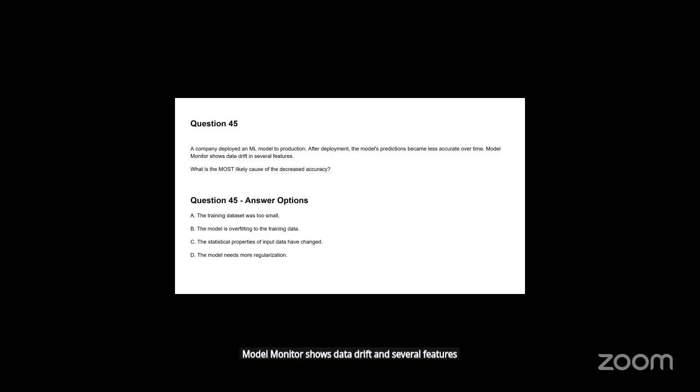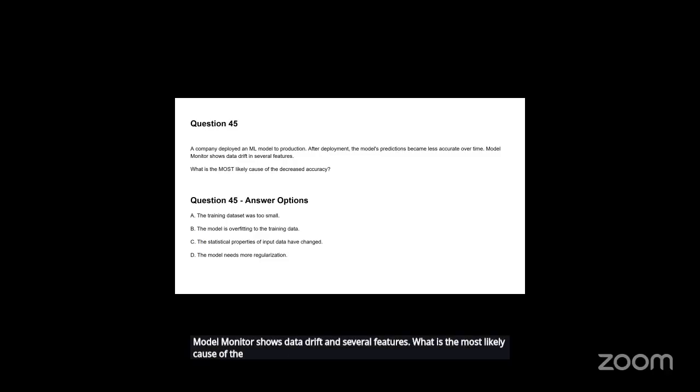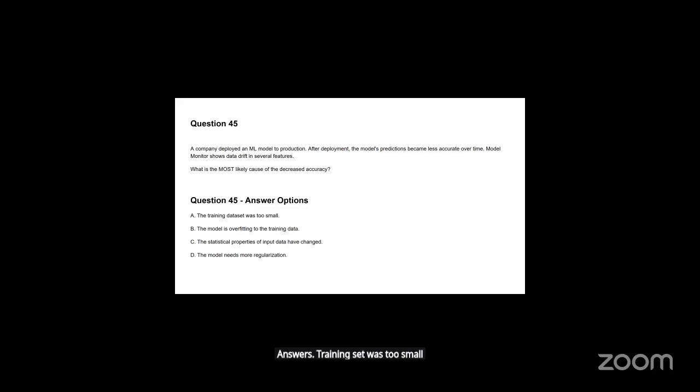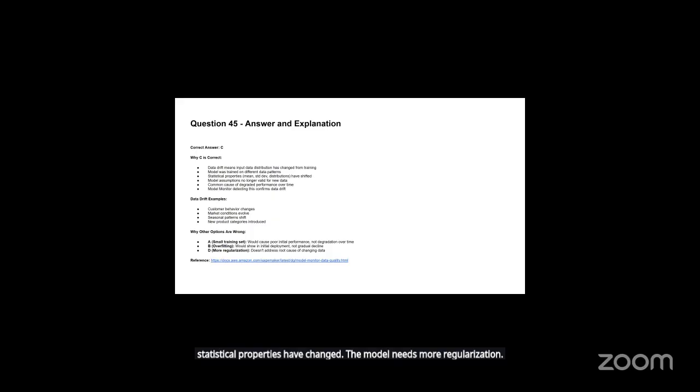What is the most likely cause of the decreased accuracy? Answers: A. Training set was too small. B. The model is overfit. C. Statistical properties have changed. D. The model needs more regularization. C. So data drift means input data distribution has changed from training.